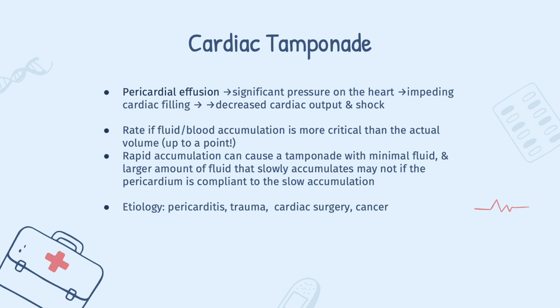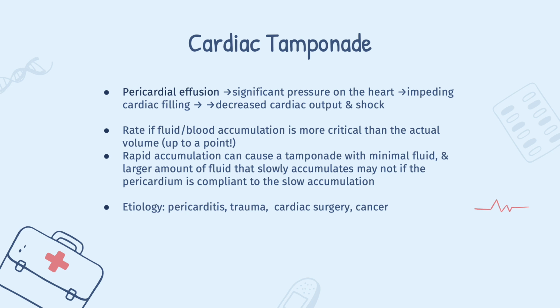So our last respiratory distress, shortness of breath killer is going to be cardiac tamponade, which can also be in our chest pain killer. So pericardial effusion. We know it has significant pressure on the heart, basically impeding the ability of the heart to fill because of the pressure of the fluid in that pericardial sac. That leads to decreased cardiac output and cardiogenic shock.